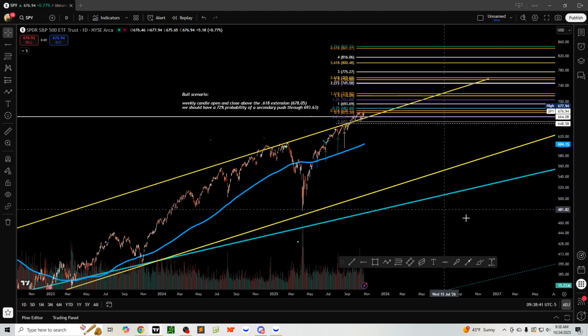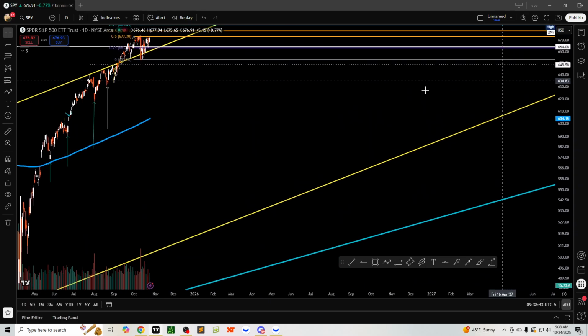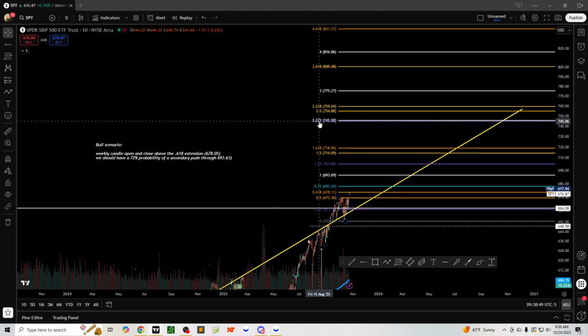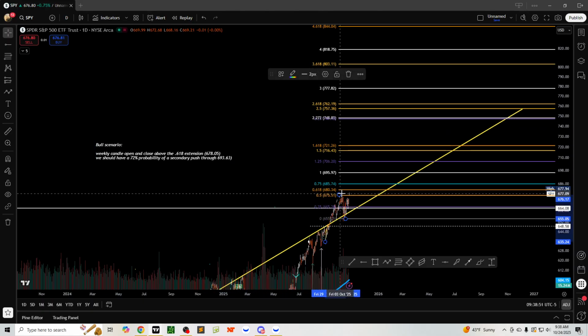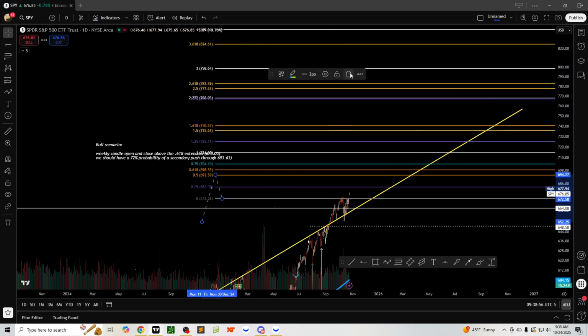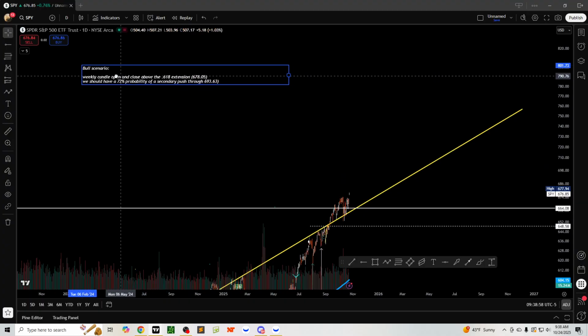Let me fix this. Hold on. Why is this overlapping? I don't know. Okay, but anyway, for long term, let me delete that. I'll add it in a minute.